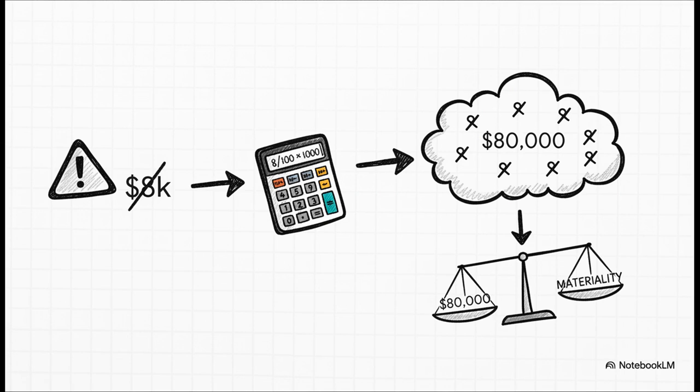The trap here is just writing down the $8,000 error you found. That's not the full story. You have to project it. So for step 1, we calculate that projected misstatement. We take the error rate from our sample, which is 8,000 divided by 100,000, so that's 8%, and we apply it to the whole population of 1 million. That gives us a projected misstatement of $80,000. For step 2, we compare that $80,000 to materiality. And for step 5, this high error rate might make us question if our evidence is even sufficient. Maybe we actually need to do more testing.